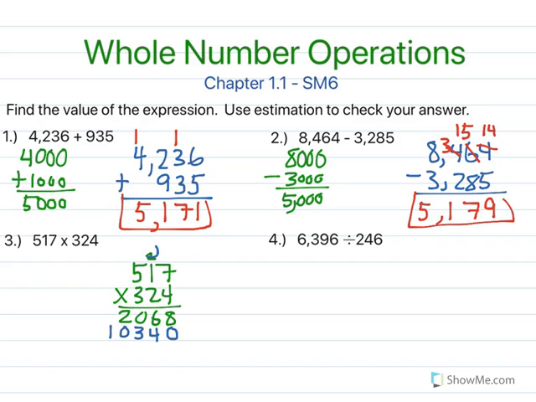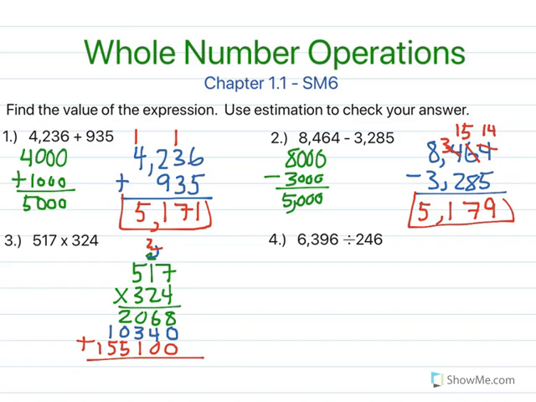Now I'm on to the hundreds place, so I have to put 2 zeros and start in the hundreds place. 3 times 7 is 21. Carry my 2. 3 times 1 is 3, plus 2 is 5. Then 3 times 5 is 15. Notice I line these numbers up very, very carefully. I suggest you do the same.